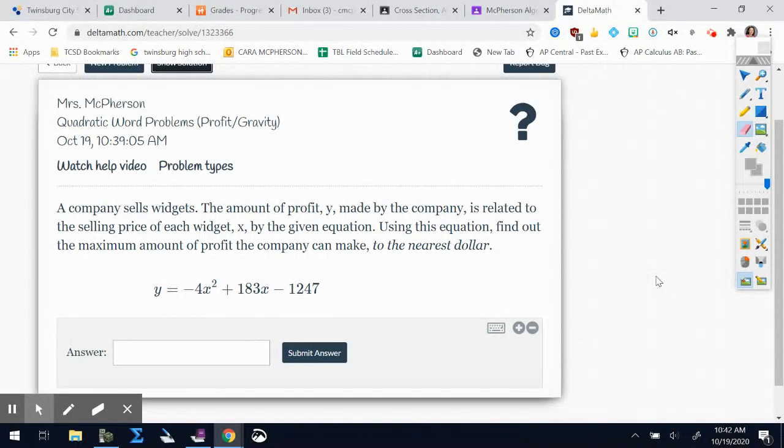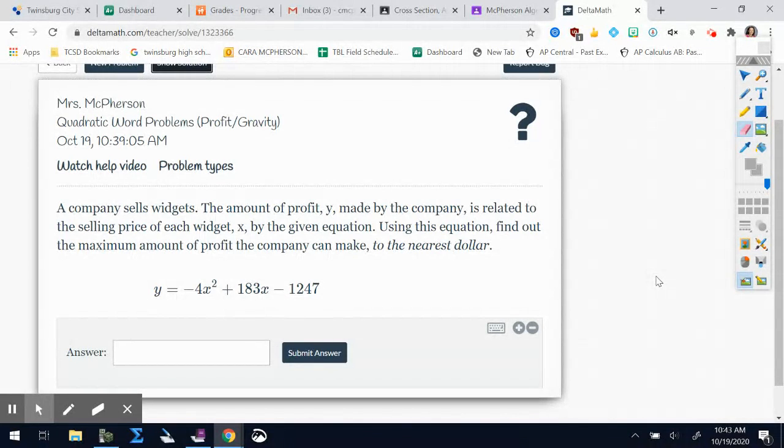parabolas and quadratics. They like to work with questions that deal with profit, so the idea of maximizing a profit, or the idea of gravity, basically like throwing a ball or shooting a rocket or something where you have some sort of projectile that's moving upwards and then coming back down based on gravity. So for this particular one, this is a profit one. I'll show you one of each.